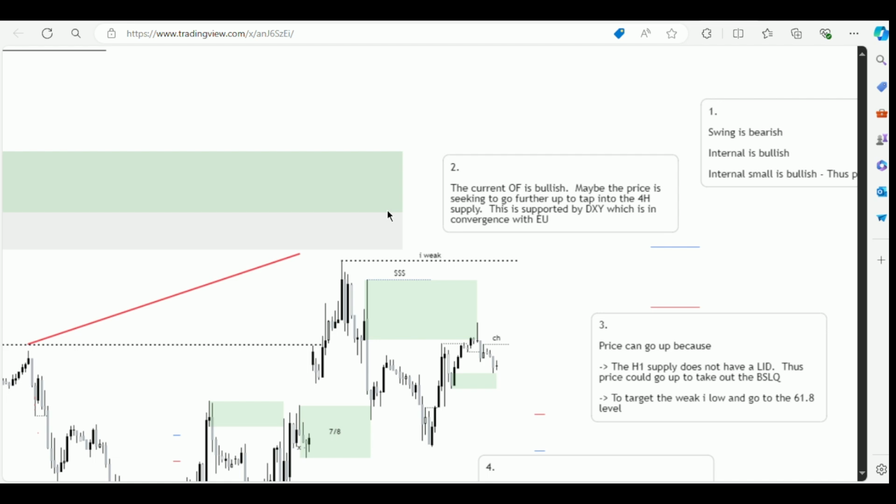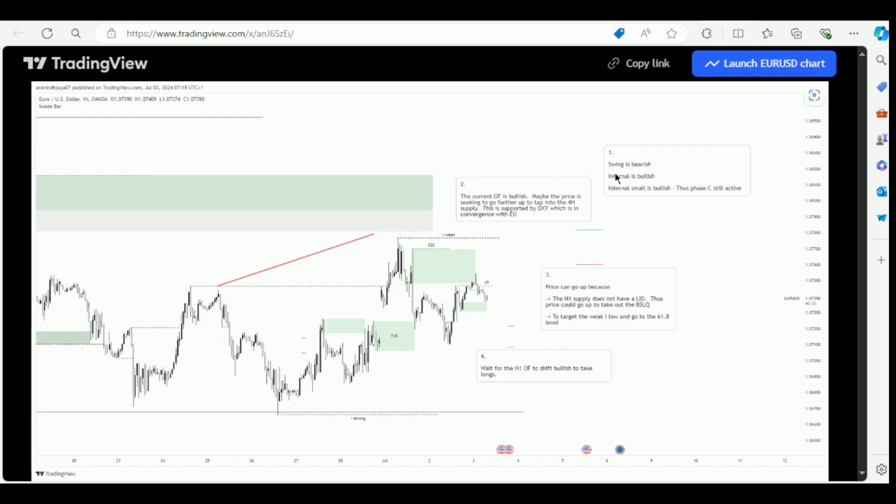So let's see the annotations. Swing is bearish, internal is bullish. This is the internal structure which made an internal breakout structure on the upside.